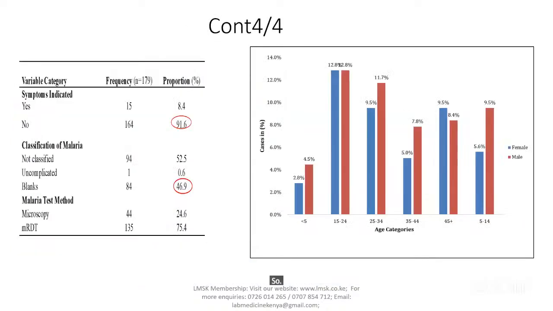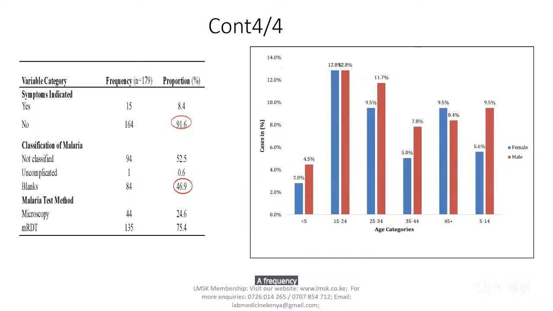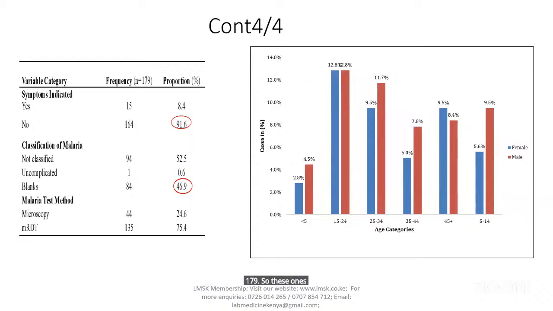So this one is also another table, which is also very much important. It shows the variable category, a frequency, and we also got proportion. So proportion is in terms of percentages. Then the rule of thumb that I talked about is now your denominator, which is very important. This one was N equals 179. So these ones were the cases. Then you use now the double lines. You just go to the borders and you click on it, and it will actually give you the double lines.